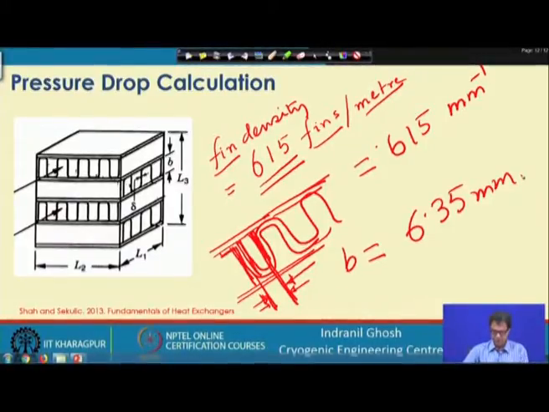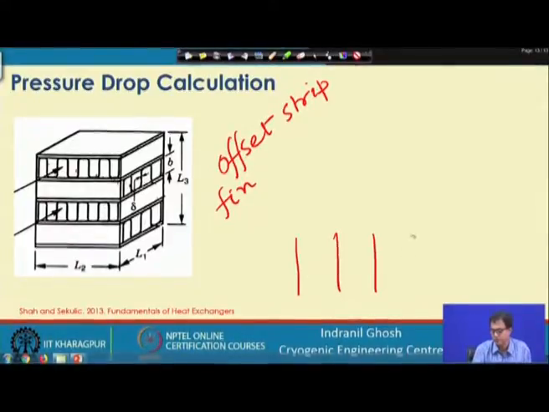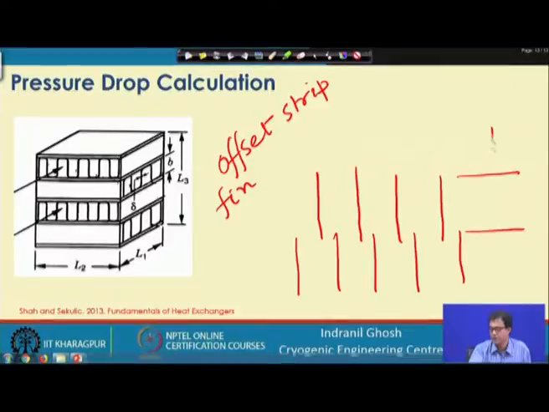Then we have the fin offset length. As we can now understand, this is given as an offset strip fin, and for the offset strip fin, this is the top view. We have the fin arrangement, and this is what we call the lance length or the fin offset length. This is equal to 3.18 millimeter.